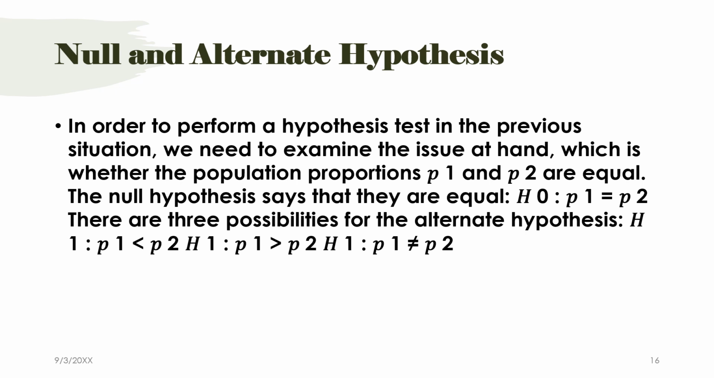Null and alternate hypothesis. In order to perform a hypothesis test in the previous situations, we need to examine the issue at hand, which is whether the population proportions P1 and P2 are equal. The null hypothesis says that they are equal: H0: P1 = P2. There are three possibilities for the alternate hypothesis.